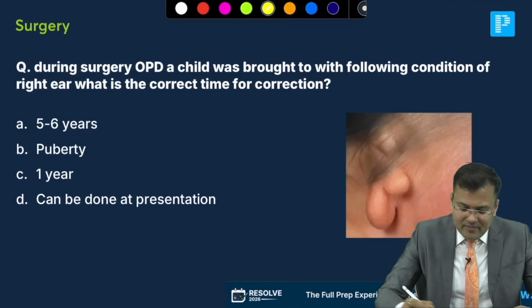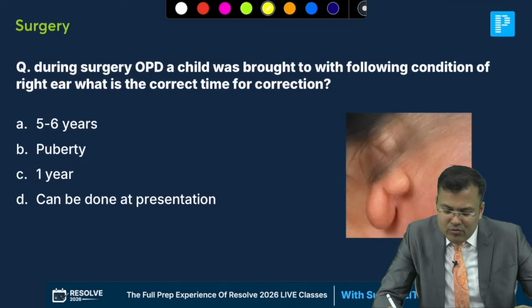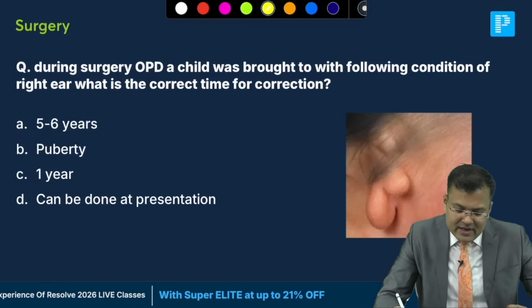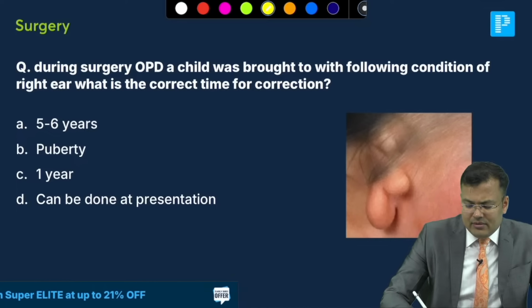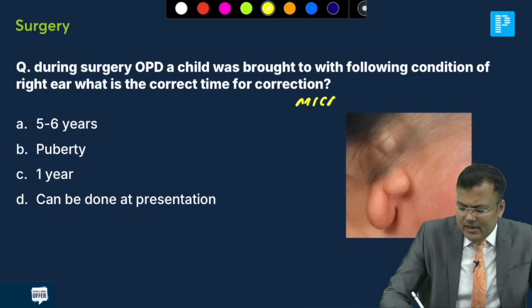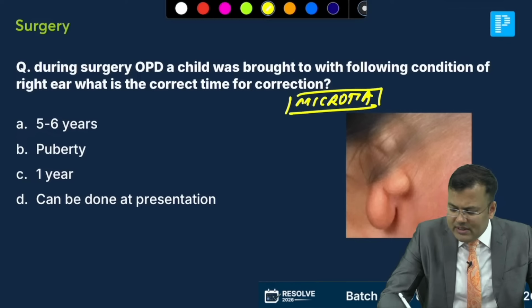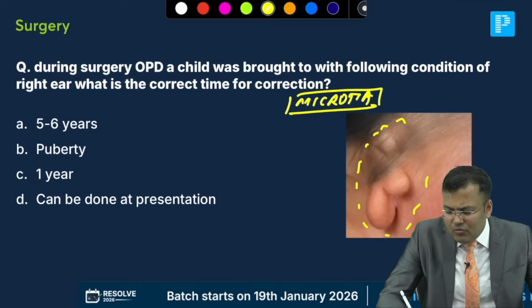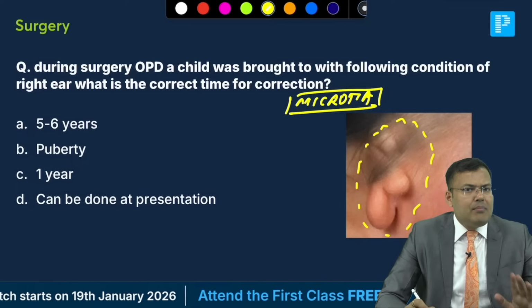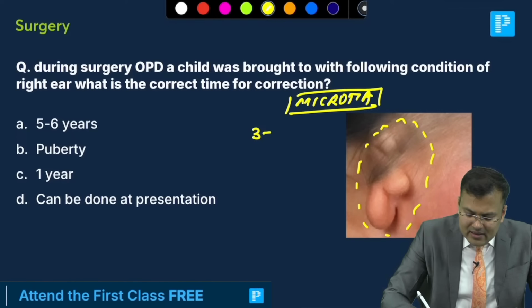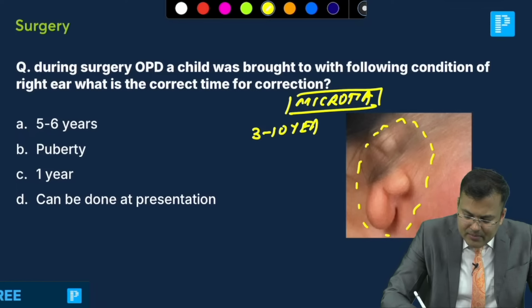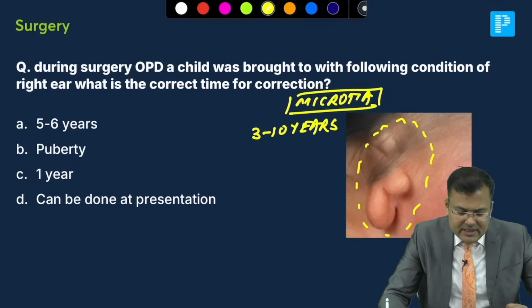Now, see the next one. During OPD, a child was brought with the following condition of the right ear. Can you tell me, guys, what's the diagnosis here? The diagnosis is microtia. Clear? And what is the best age for repair? Microtia is best repaired at 3 to 10 years. Best age for repair is approximately 3 to 10 years.